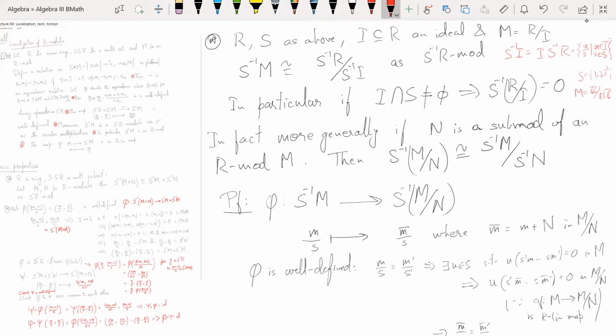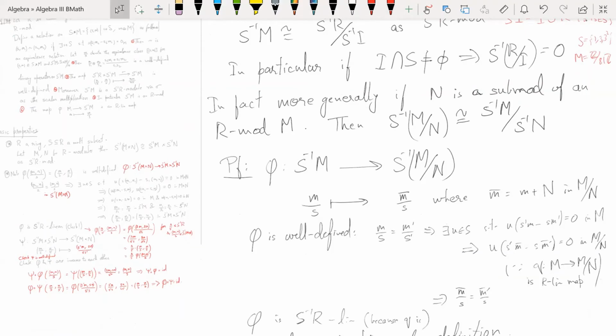But remember, 15 is not in S, so the whole of 15Z will not become a unit. If you split Z mod 15Z as Z mod 3Z plus Z mod 5Z, then the Z mod 3Z part becomes 0, and what remains is Z mod 5Z. So S inverse of Z mod 5Z, you can check that it is again Z mod 5Z.